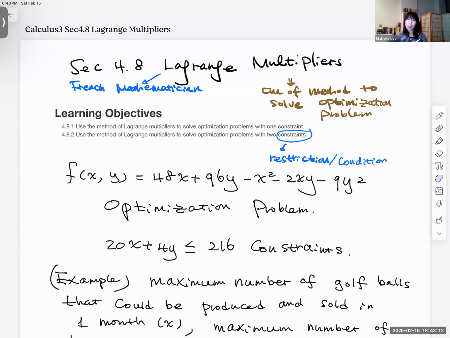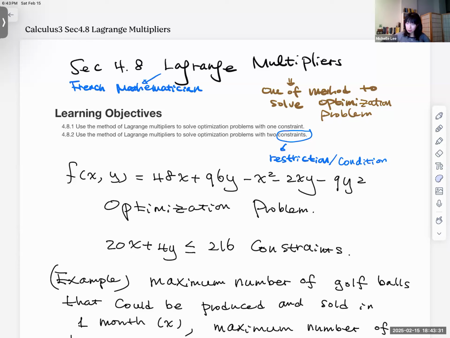So we have a constraint. So let's take a look. We have one constraint. We have two constraints when we use Lagrange multipliers. So constraint means it's a restriction or condition. So let's take a look.